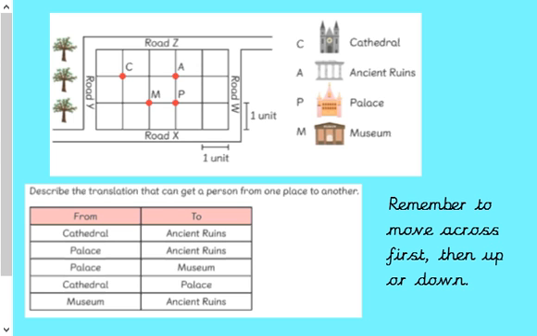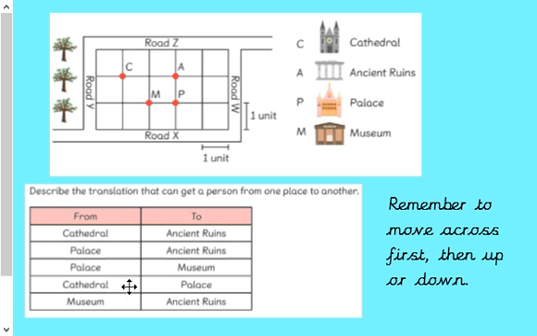Okay, so if we move on here, we've got the palace to the ancient ruins. So we've got to go from P to A. In this case, nice and simple, we would move 1 unit up. The next one here, we've got the palace to the museum. So if we were going from the palace, which is P, to the museum, it would be 1 unit to the left. So the translation would be 1 unit to the left.